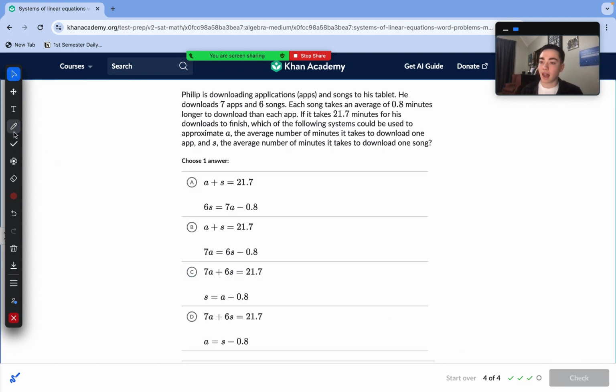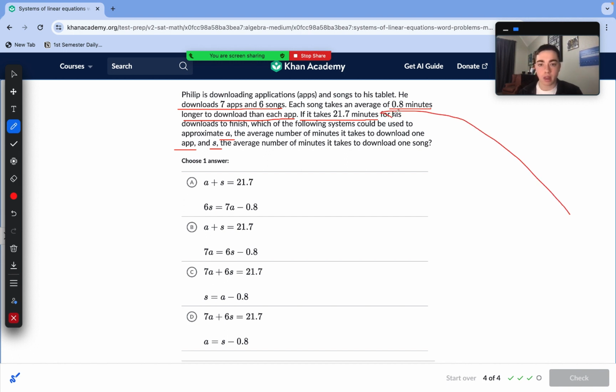On to our last question of the video here. Philip is downloading apps and songs to his tablet. He downloads 7 apps and 6 songs. Each song takes an average of 0.8 minutes longer to download than each app. If it takes 21.7 minutes for his downloads to finish, which of the following systems could be used to approximate A, the average number of minutes it takes to download one app, and S, the average number of minutes it takes to download one song?